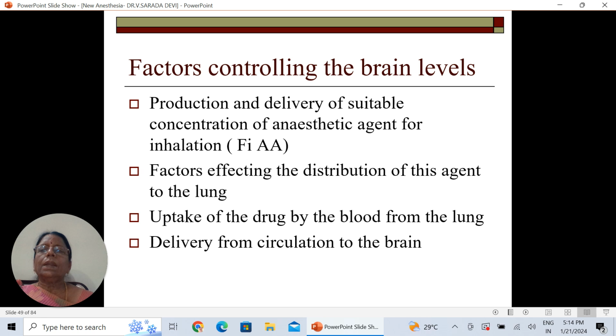Factors controlling the brain levels: production and delivery of a suitable concentration of anesthetic agent for inhalation, factors affecting the distribution of this agent to the lung, and uptake of the drug by the blood from the lung and delivery from circulation to the brain.